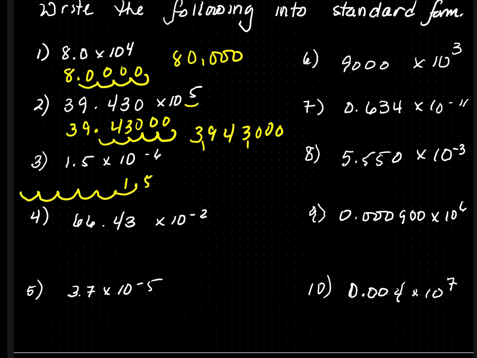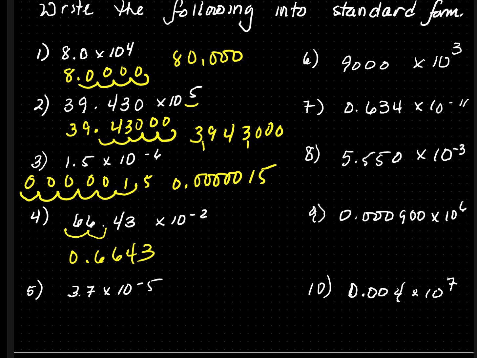And every place there is empty space, I'm going to put a 0 as a placeholder. I'm going to rewrite this. It's going to have 5 zeros and then a 1 and a 5. That's my final answer. So number 4, we have 66.43 times 10 to the negative 2. Negative 2 tells you the number is really small, so I need to move the decimal to the left 2 times. So it's going to be 1, 2. I'm going to rewrite the answer. So 0.6643.